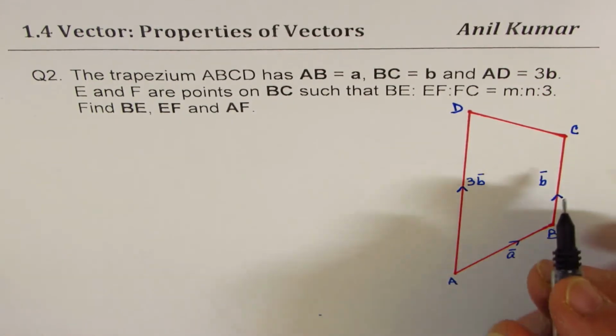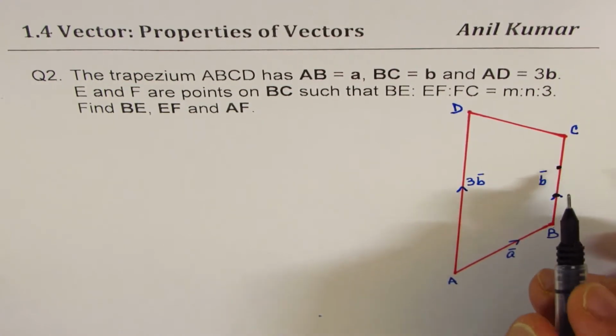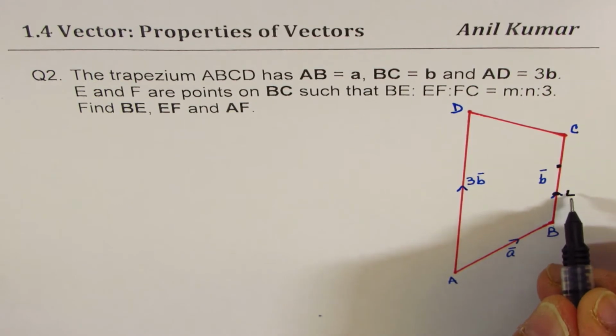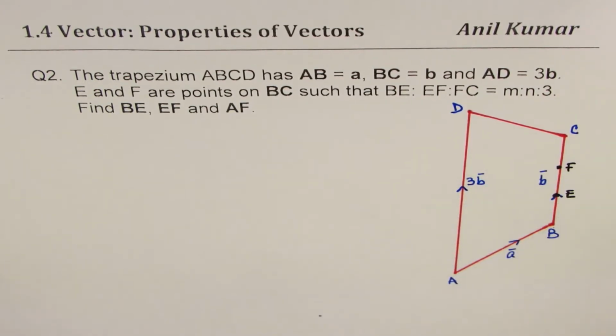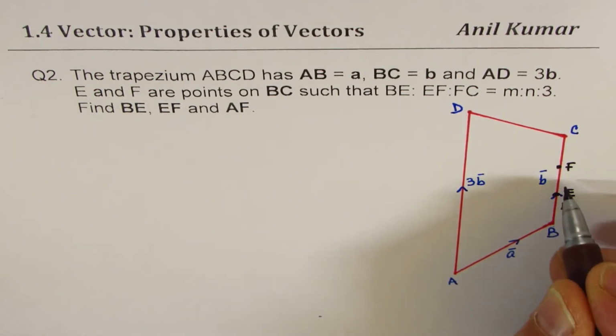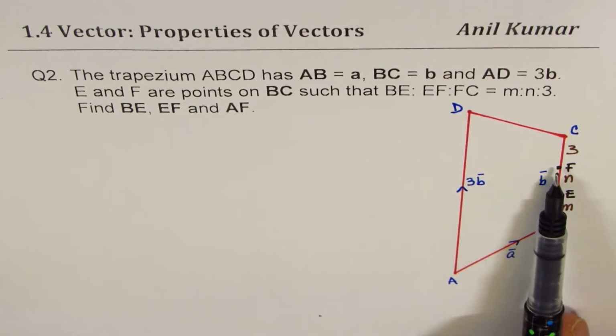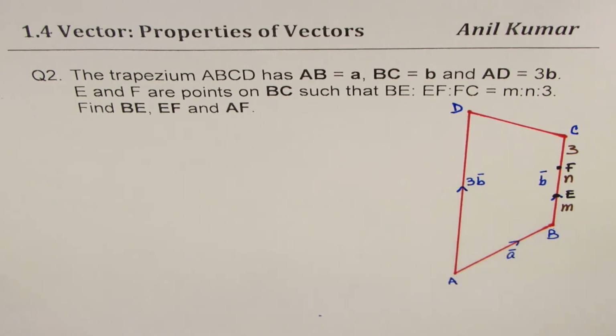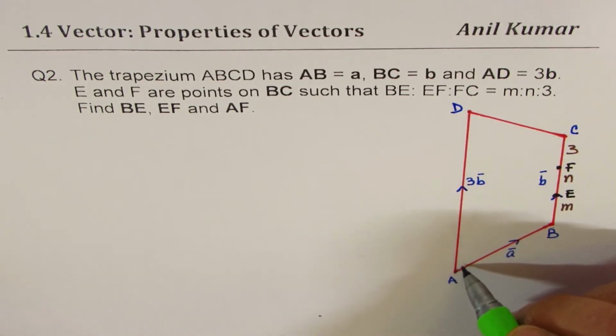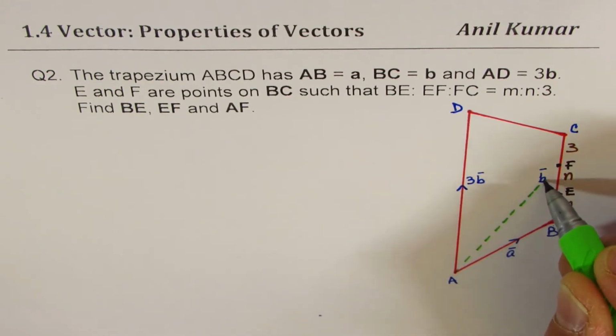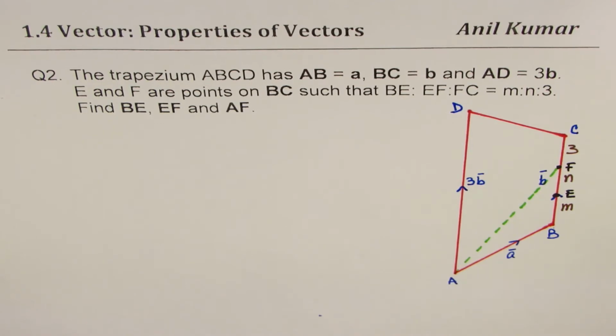So the question here is that we have 3 points here. Let us say these points are E and F. These points are such that they divide this in the ratio of m to n to 3. Now you need to find what is BE, what is EF and what is AF. So let me join A to F also. So what is AF? You can always pause the video, answer the question, and then look into my suggestions.